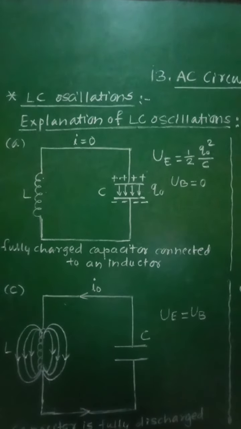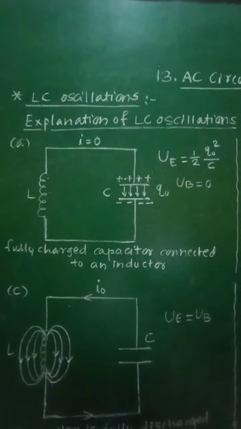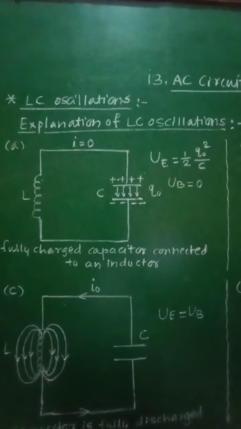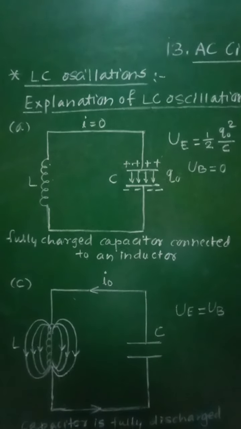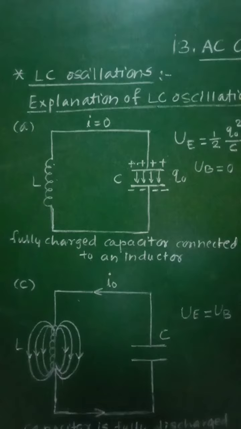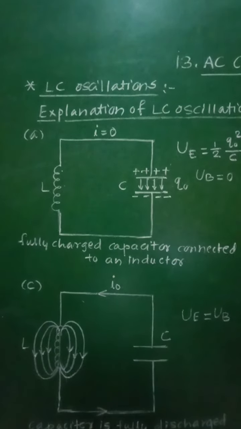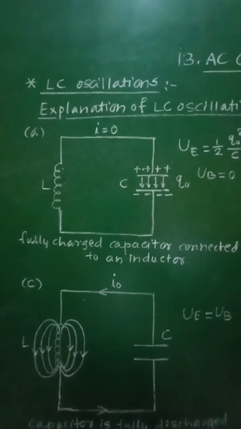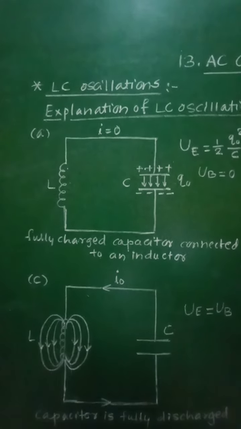We know that capacitors and inductors store energy in the form of electric and magnetic fields respectively. That is, capacitors store energy in the form of electric field, that is electrostatic energy, and the inductors store the energy in the form of magnetic fields, that is magnetic energy.